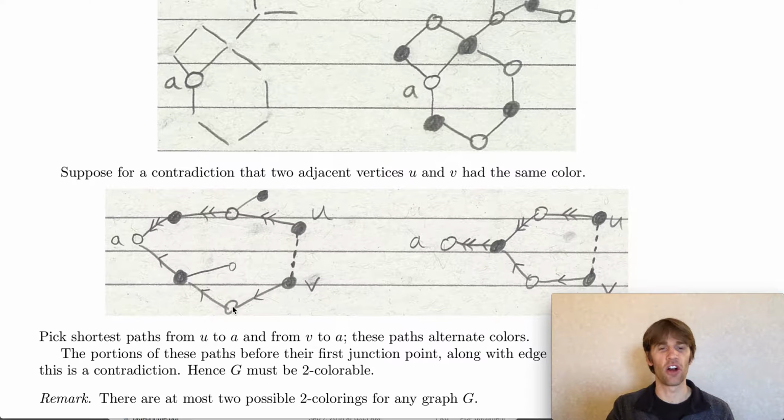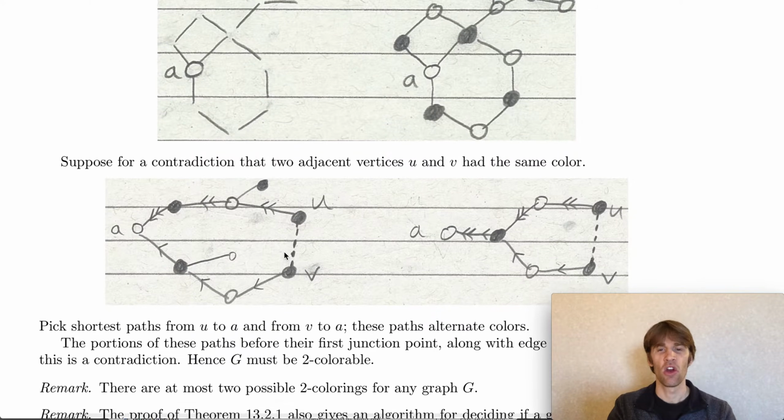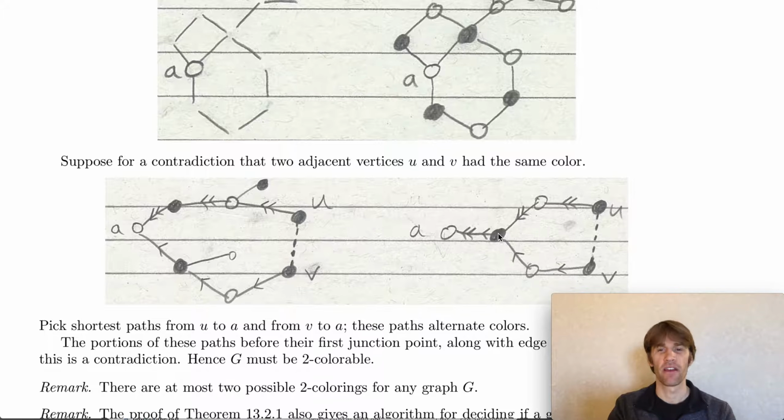And you'll note that colors alternate along these paths. So if u is blue, then as we follow the shortest path back to A, we go blue, red, blue, red. And if v is colored blue, then as we take the shortest path from v back to A, we alternate blue, red, blue, red. Now, look at the first time that those paths from u and v back to A merge. They might not merge until you hit A, or they might merge slightly prior to A, as we see here on the right.